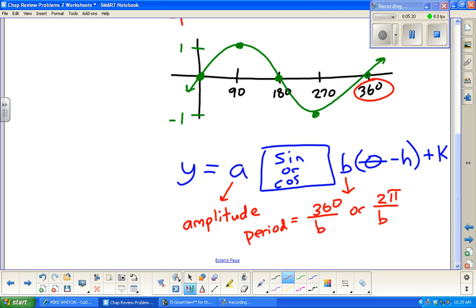And then the possible shifts. You might have a horizontal or a phase shift inside the parentheses there, where you just take the points and slide them left or right. And then finally, the last thing they can do to you is a vertical shift. Take all the points, slide them up or down. Okay, so let's do a couple examples on the half sheets and put this all together.